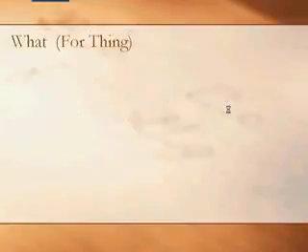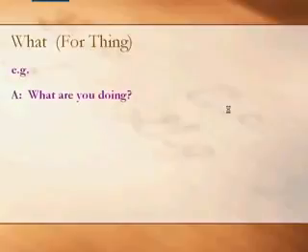The next one is what. So what is used for things. If you want to know anything, you should start your sentence with what. For example, what are you doing? B: I'm reading a book.